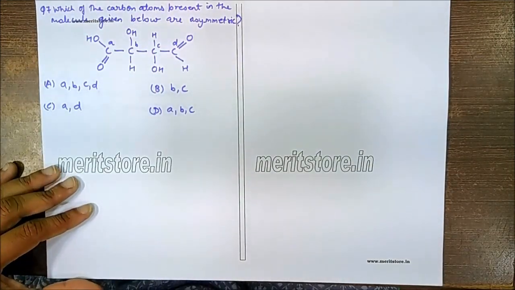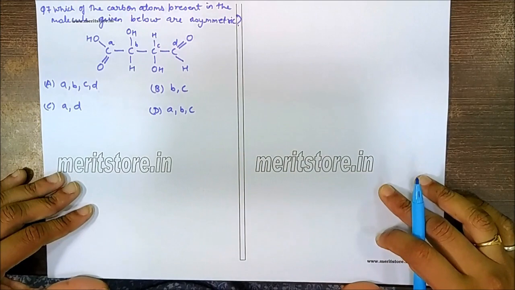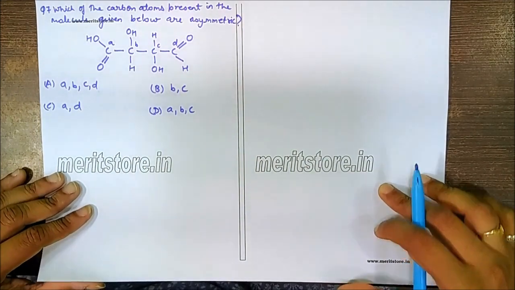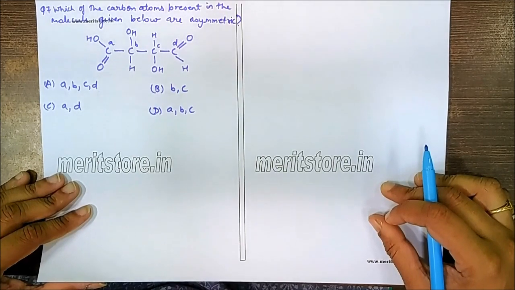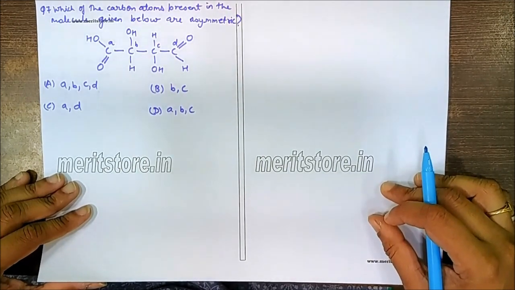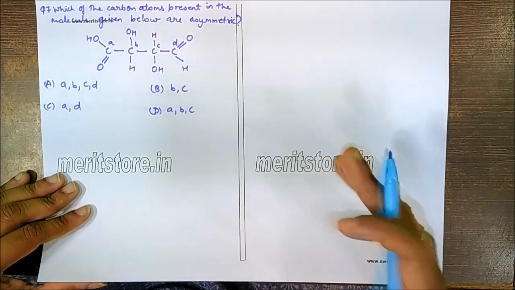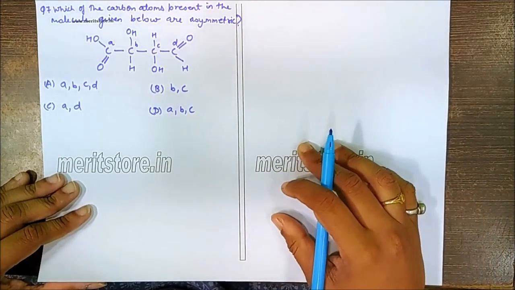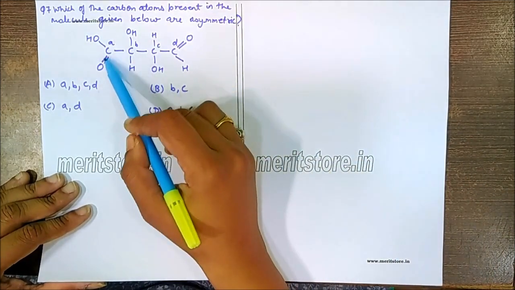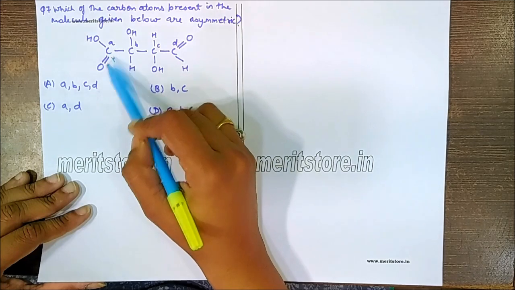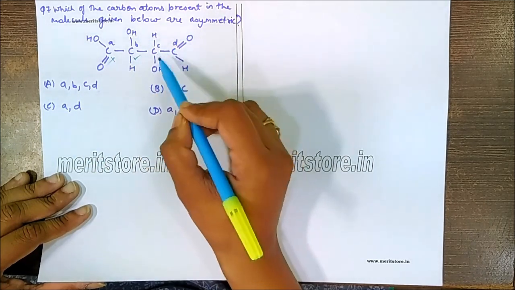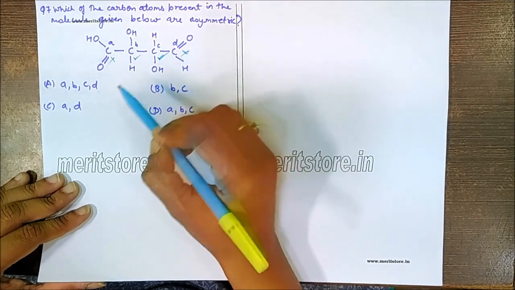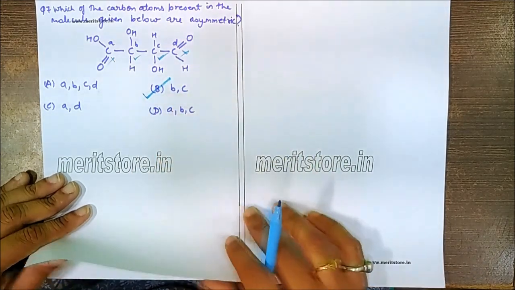Which of the following carbon atoms present in the molecule are asymmetric in nature? Asymmetric carbons are those which are attached to 4 different atoms or groups. In this case, if we talk about A, it's double bonded, sp2, so this is not chiral. This is attached to 4 different groups. Yes, B is chiral, C is also chiral, but D is not. Hence our option is B.